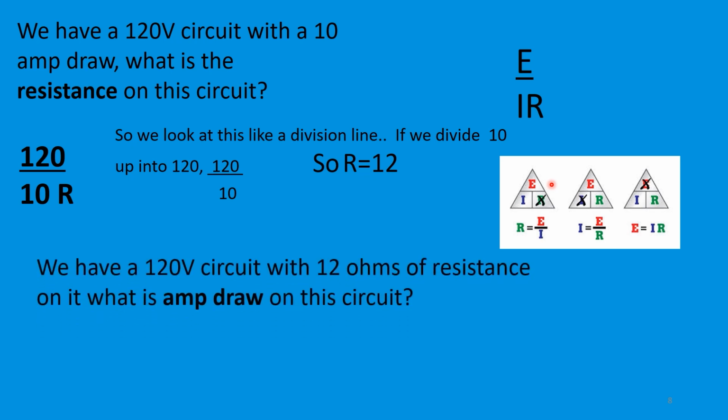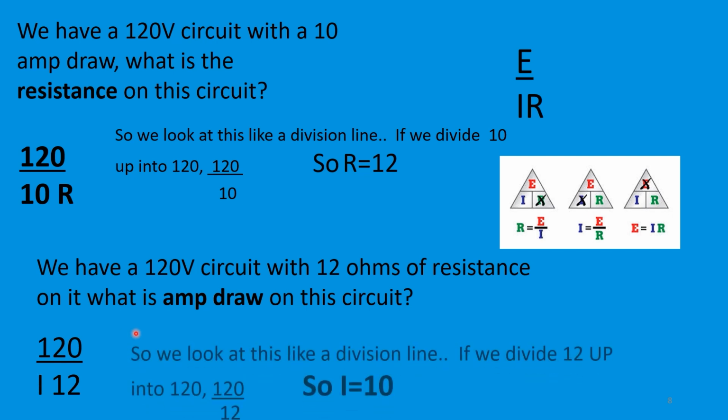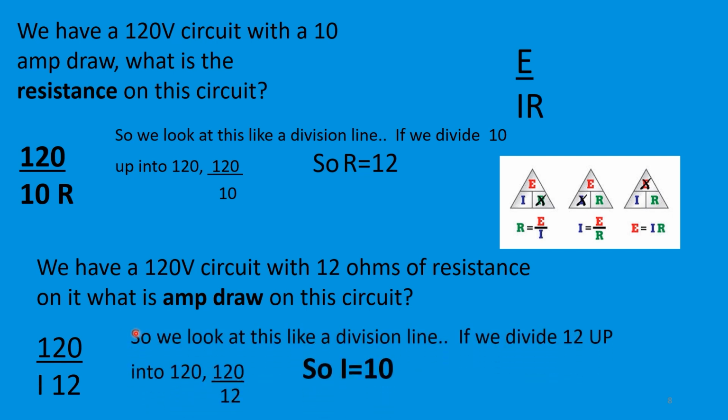Okay, so let's say we have a 120 volt circuit with 12 ohms of resistance. What is the amp draw on this circuit? So what we do is we just plug in what we do know. We know that there's 120 volts, and we know that there's 12 ohms of resistance, and we're trying to solve for I. So we just take our 12, divide it up into 120, and that's going to let us know what our current is. And in this case, after we bear the math out, we're going to find that the current is 10. You see how that relationship works? It works back and forth. As long as I know any of the two, I can always find out the unknown. Great job.